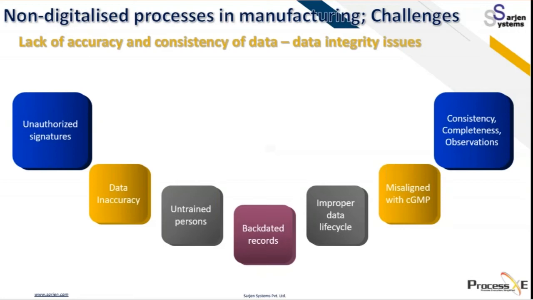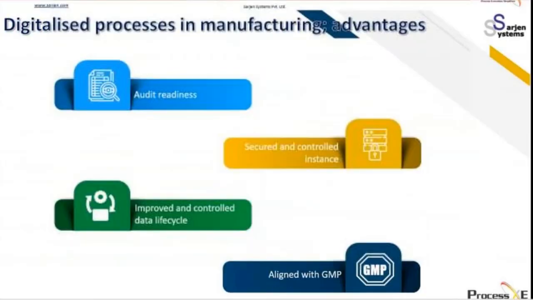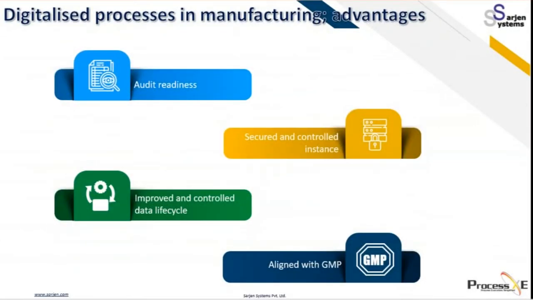So if you want to see the positive side of digitized manufacturing, which can eliminate data integrity issues, one is audit readiness. A digitized system provides a feature called an audit trail, which contains all the data with real-time timestamps and details. So you can track the entire history of your batch records from top floor to shop floor level.